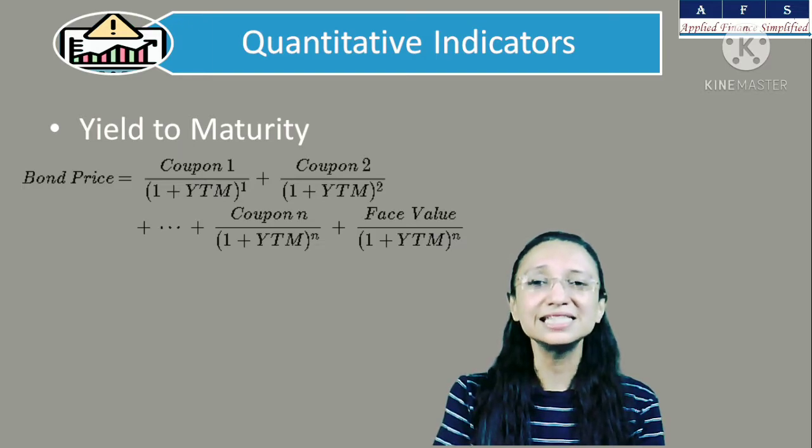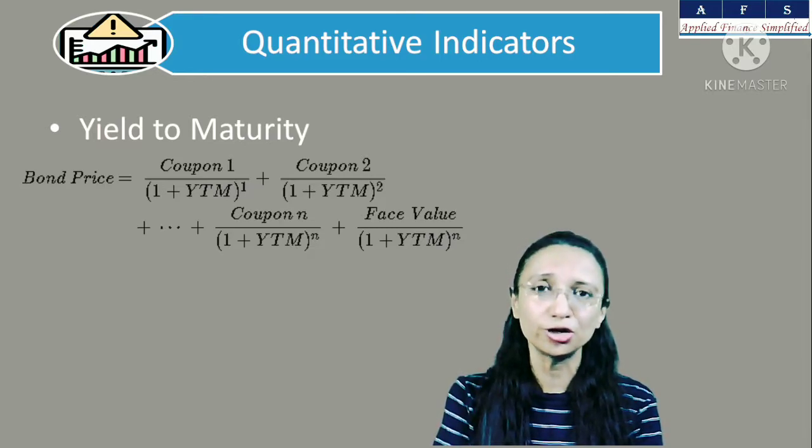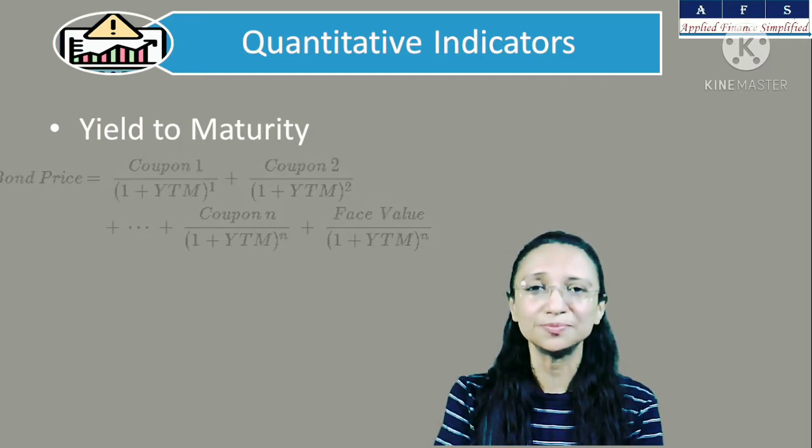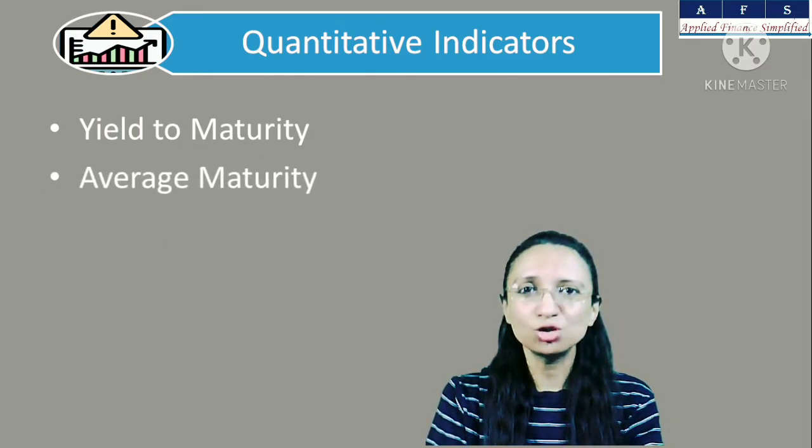Please understand this is an indicative return of the mutual fund and it is not the actual return. The actual return will differ based on the churn rate of the portfolio and also the interest rate scenario in the economy. You can use YTM to compare similar kind of schemes offered by different fund houses before making an investment decision. The next ratio is the average maturity.